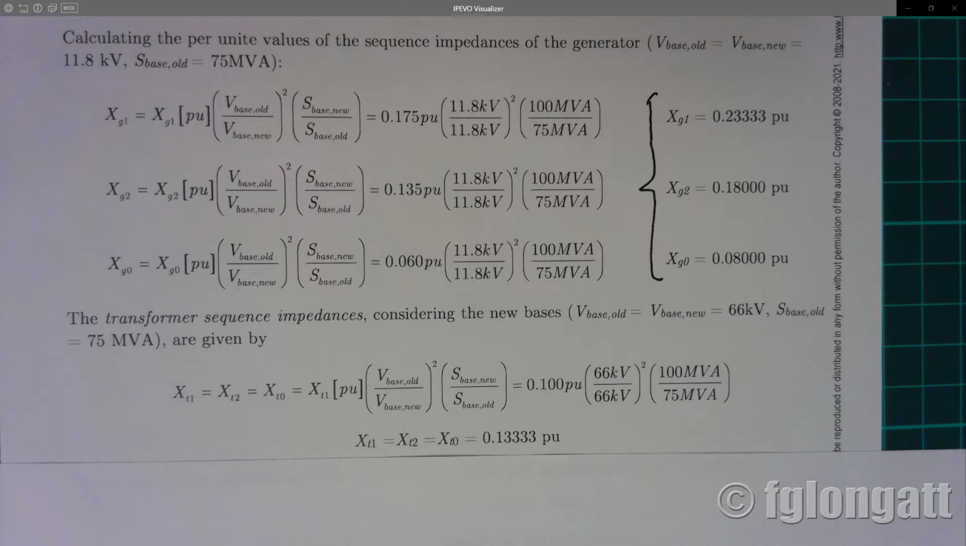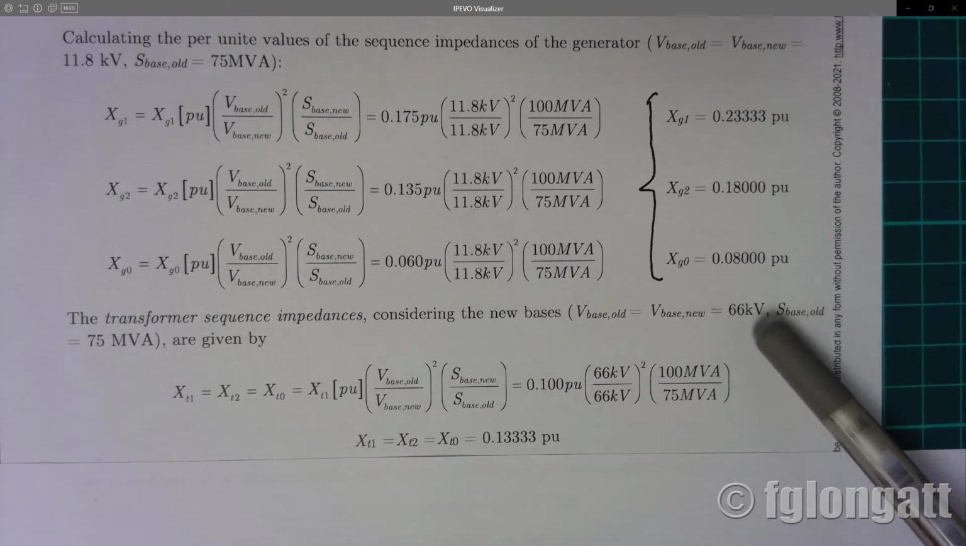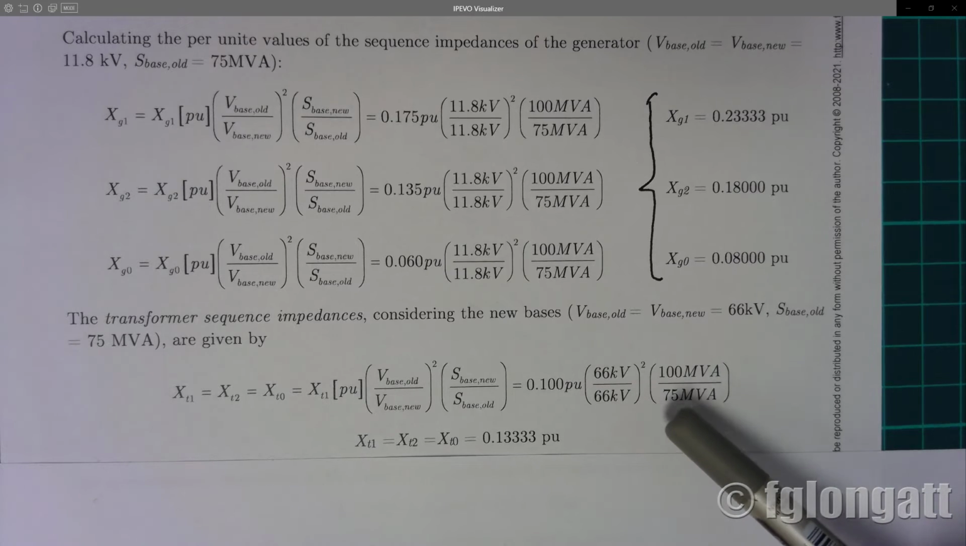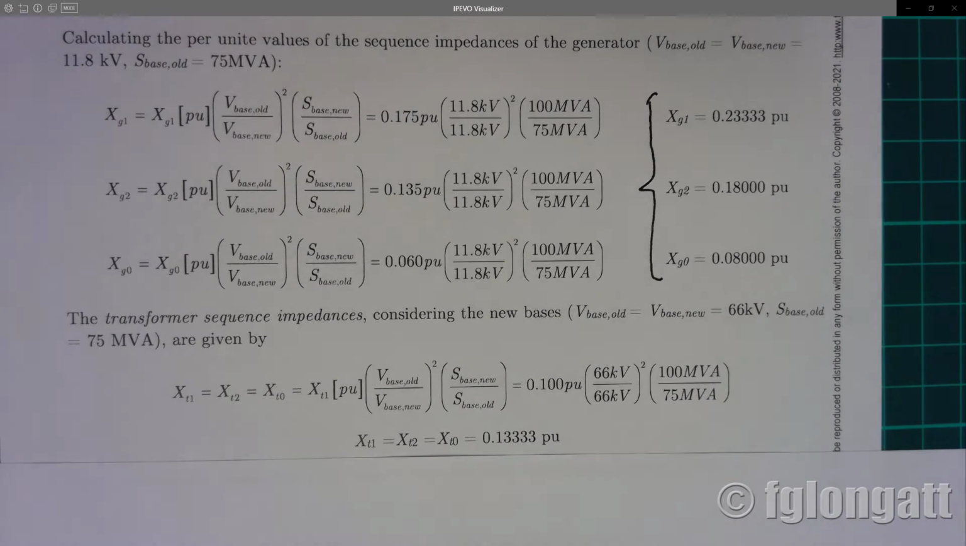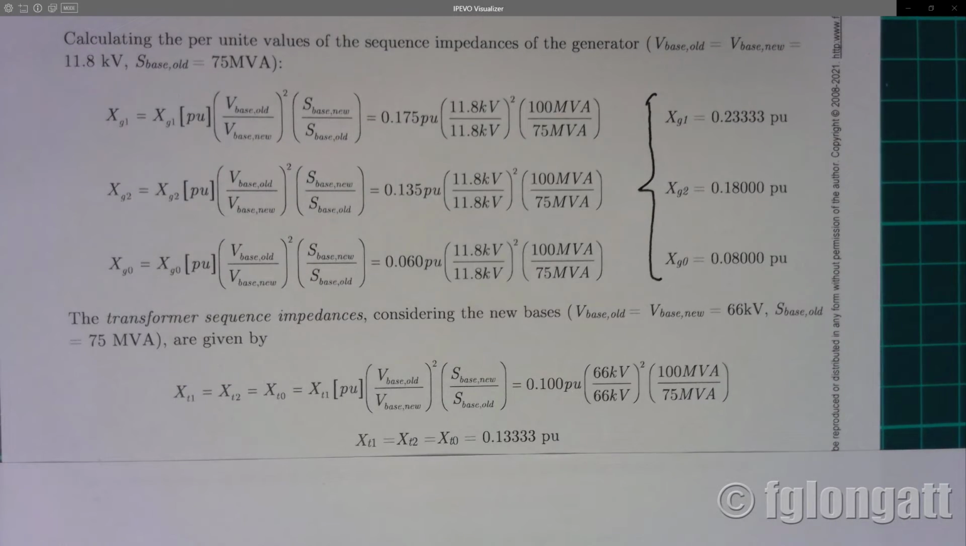That is 0.1 per unit. And we don't need to change the voltage base because all of them are 66, but we need to convert the base from 75 MVA, the nominal power of this transformer, into 100 MVA, and that is the new base that we are using, okay?